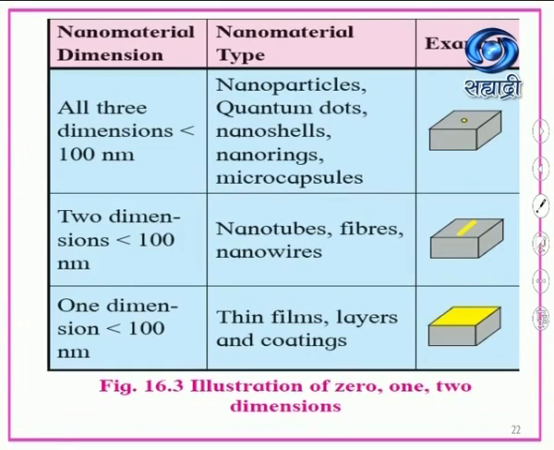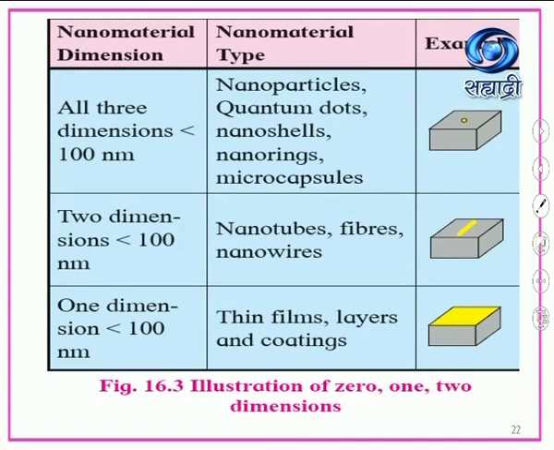This is table 16.3, illustrations of 0, 1, 2 dimensions. We have seen two-dimensional nanostructures, for example, thin films. A two-dimensional nanostructure is one in which one dimension is in the nanoscale. Now we'll see this table. Nanomaterial dimensions, nanomaterial type, and example are given. All three dimensions are less than 100 nanometer. So in this nanomaterial type, there are nanoparticles, quantum dots, nanoshells, nanorings, microcapsules.